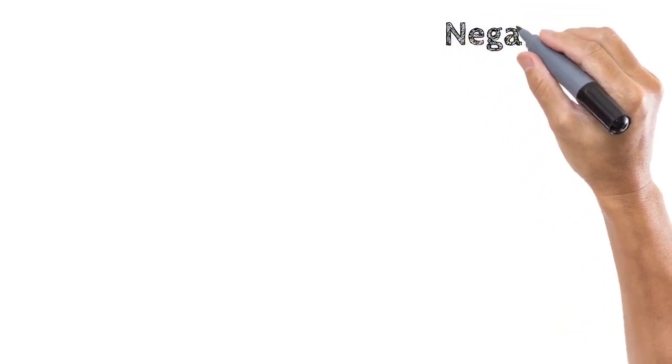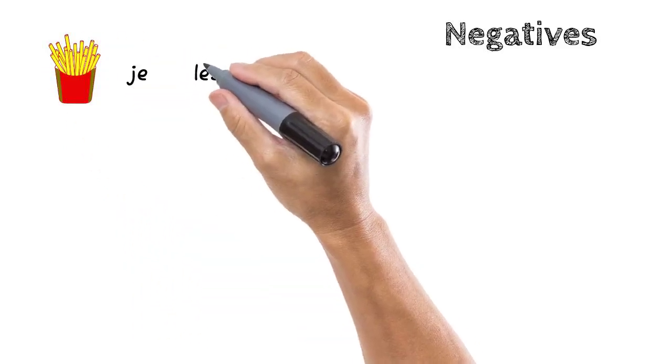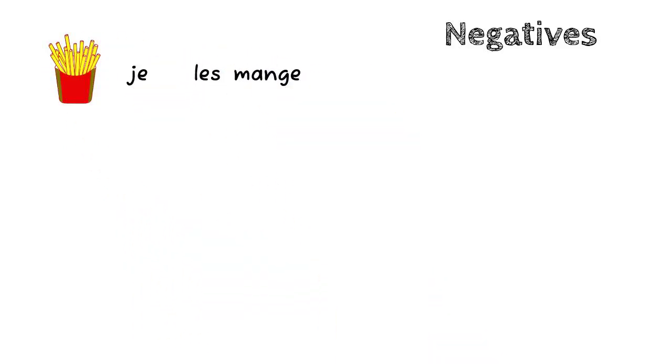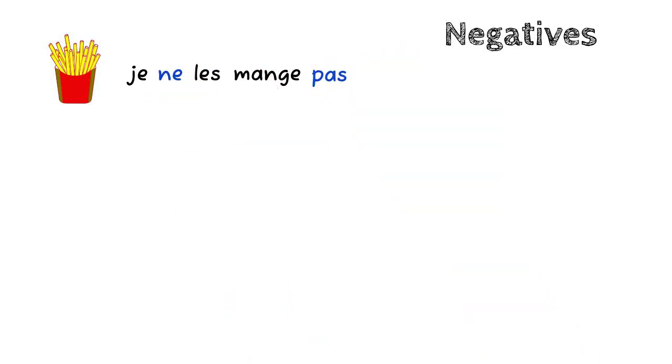Finally, let's have a look and see what happens when we want to put a negative into a sentence with a direct object pronoun. So to say something doesn't happen. On the last slide, we had the sentence je les mange, I am eating them, referring to the fries. And we want to make that negative to make it I am not eating them. So we know we need a ne and a pas. Je ne les mange pas.